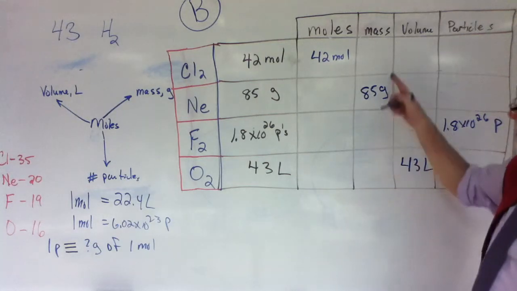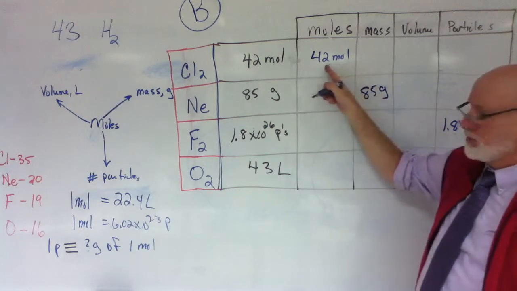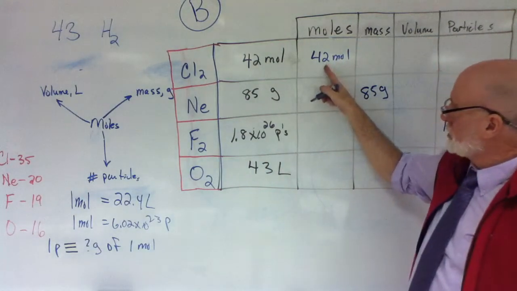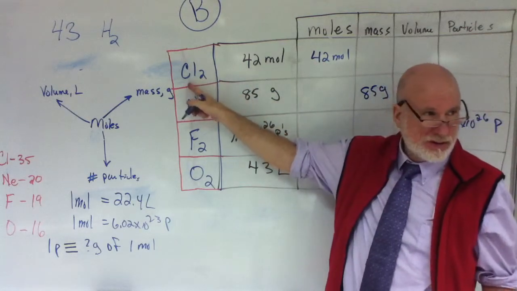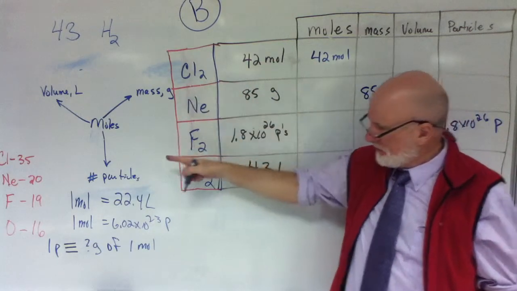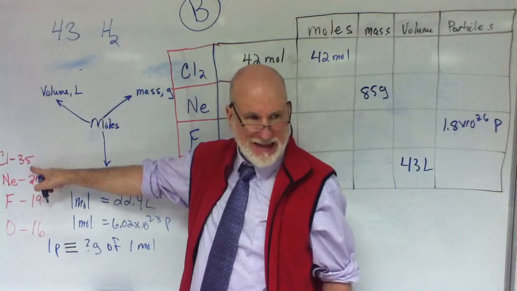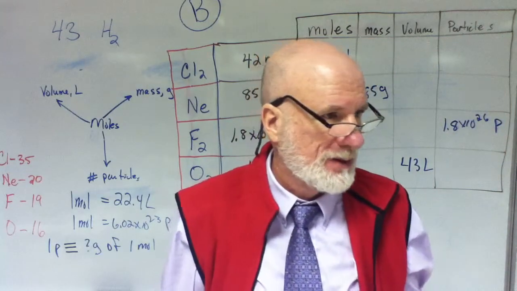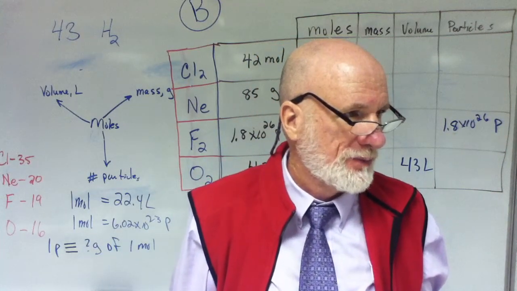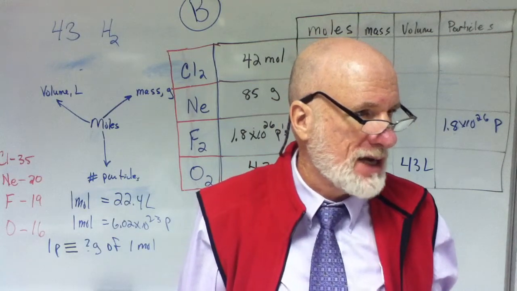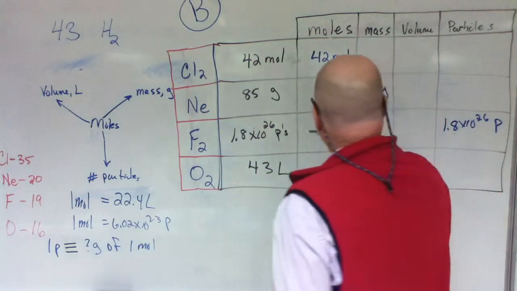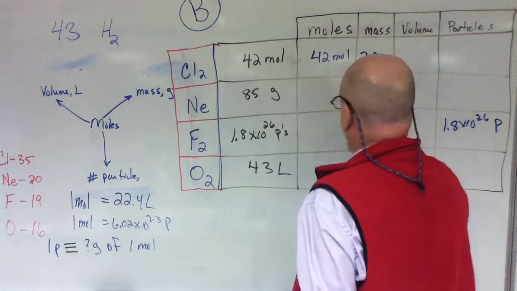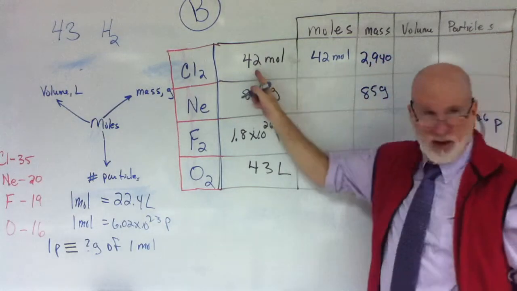All right, so what's the mass of 42 moles? So get out your calculators and let's do this, okay? So what is 42 times the mass, right? So that's 70, 35 and 35, right? Cl is 35, that's the mass number. So 70. What's 42 times 70? 2,940. 2,940, okay? Now, there's 42 moles, right?